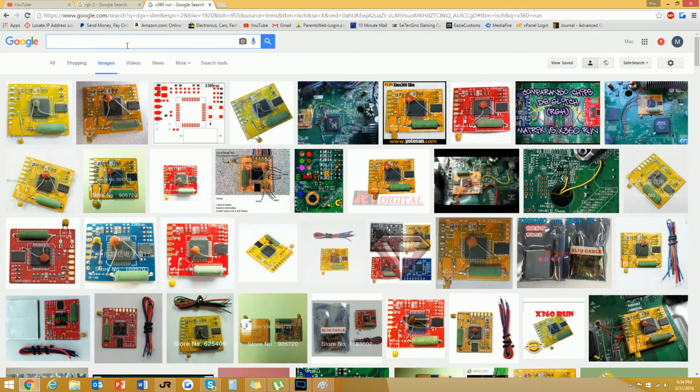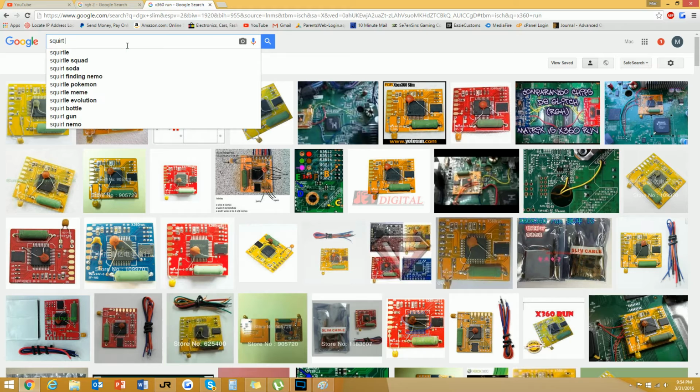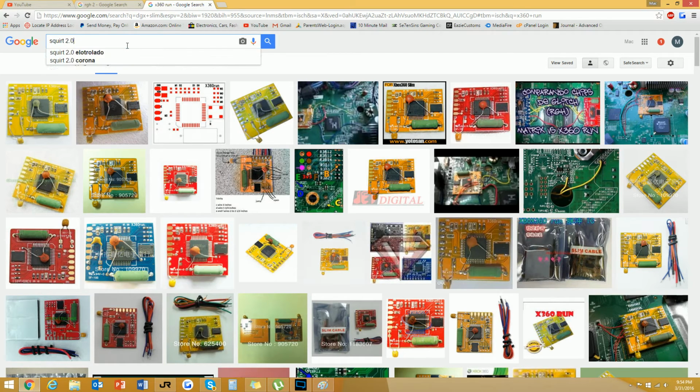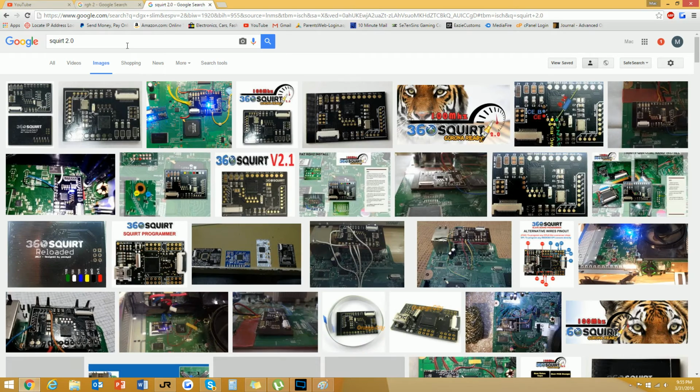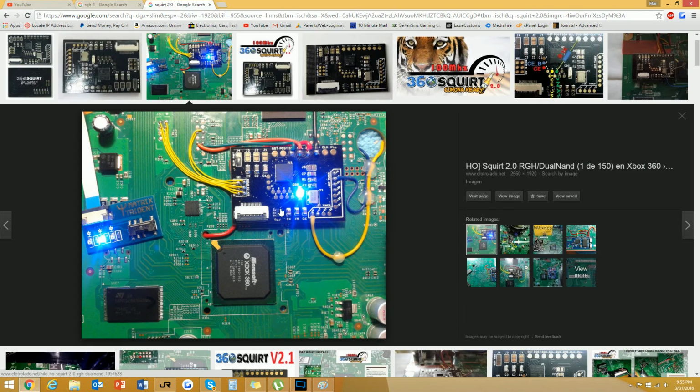And then we also got the Squirt. I don't want porn coming up. Squirt 2.0, come on, don't give me porn. Okay, thank you. There was one time I typed in Squirt and it gave me a whole bunch of nasty images. Okay, so then we got the Squirt chip, which, again, is a very, very good tool.